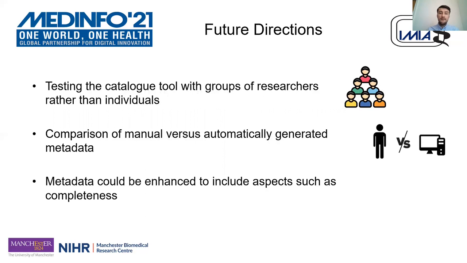Future research in this area could include testing the catalogue with a group of researchers rather than individuals to better reflect a real-life research scenario. Secondly, in reality, metadata is often generated automatically by a machine. It would be interesting to observe the differences in assessment accuracy between this type and manually created metadata. Finally, the metadata could provide more specific information such as data item completeness, which wasn't available in this case.